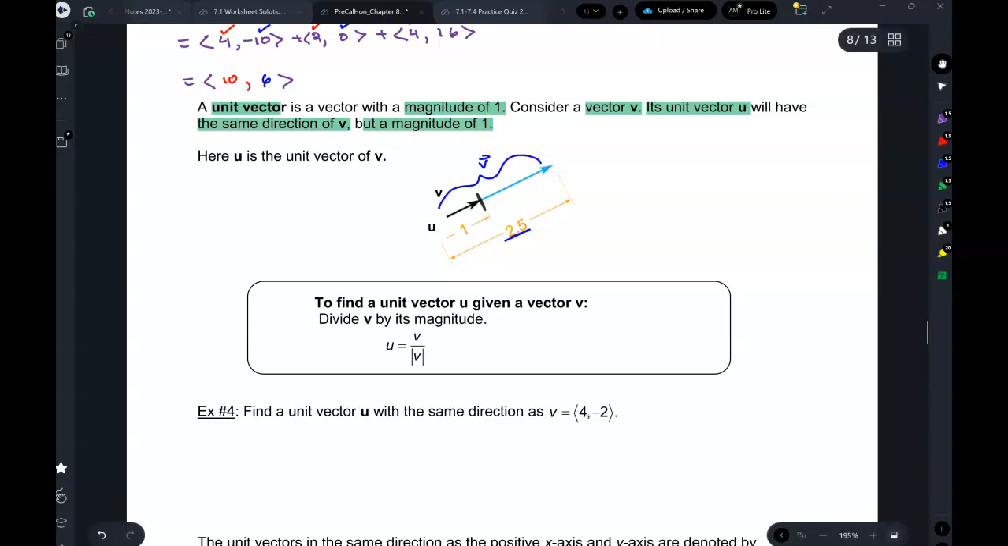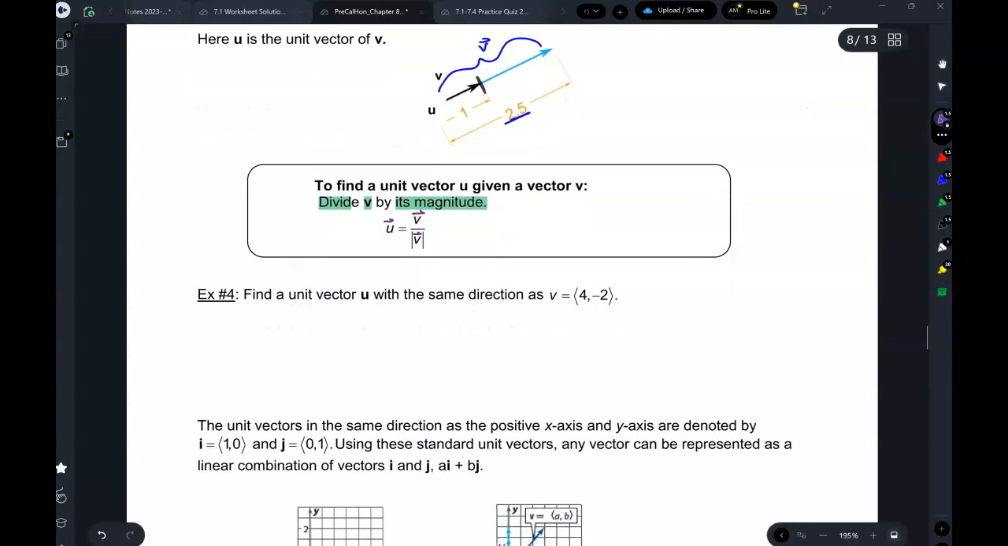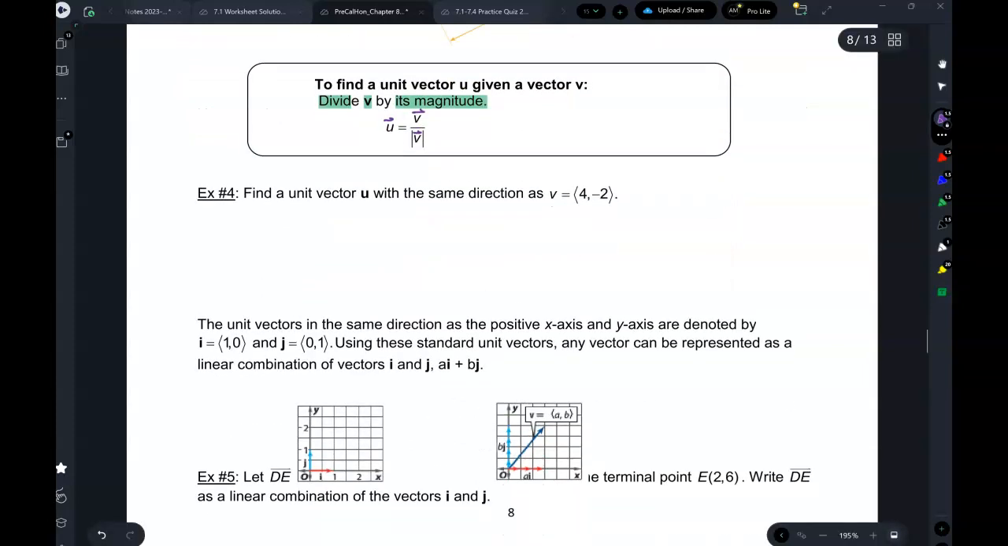Now, how do we find a unit vector? Well, it's so simple. You basically take vector v in component form and divide it by its magnitude. So I have a couple of arrows missing here. Vector u is just vector v divided by the magnitude of vector v. Okay, so let's find the vector u with the same direction as this vector v. Oh my gosh, I don't know where these arrows went. It's like there's an arrow thief.